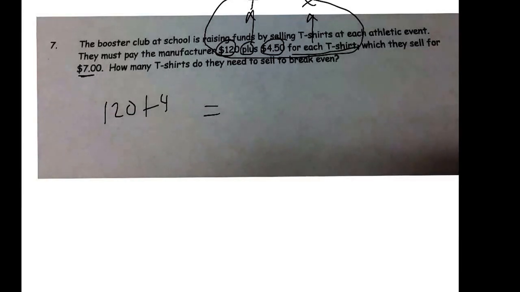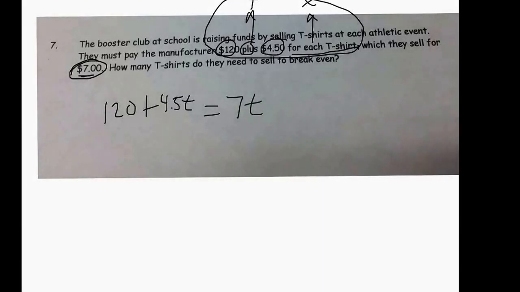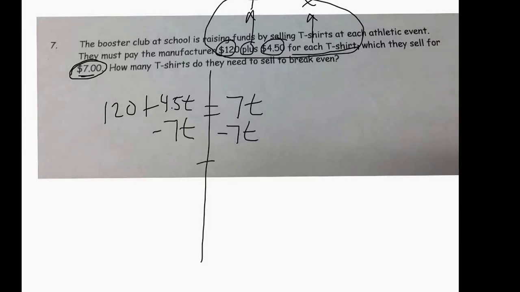So let's take this side of it. It's $120 plus $4.50 for each t-shirt. So we can call it T for t-shirts. And we want to know when is that equal to $7 per t-shirt. Draw our line down, and this is going to be a pretty simple one to solve. We said we want to move our variables to the right, so we're going to minus 7t to both sides. Bring down our 120. 4.5t minus 7, so 4.5 minus 7 is negative 2.5t. And this cancels out and leaves me with 0 on the right.